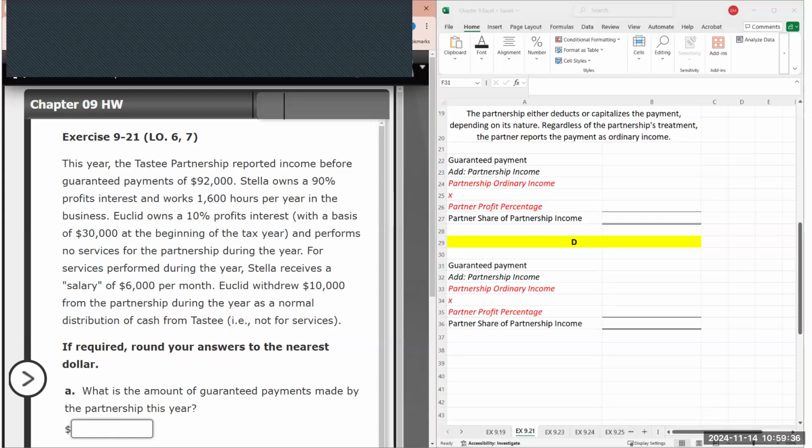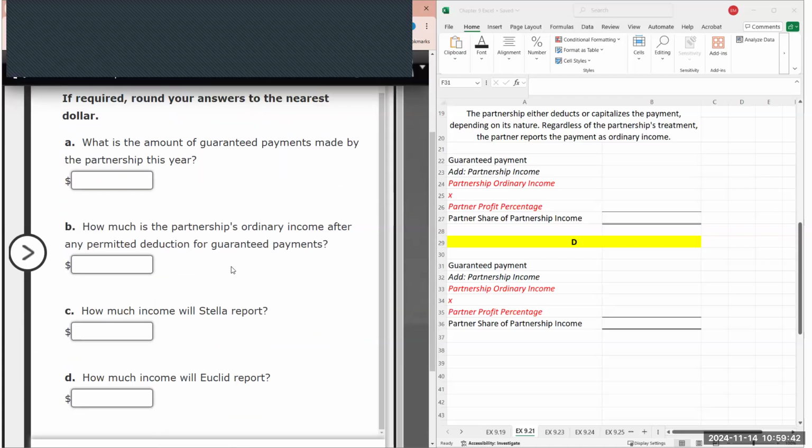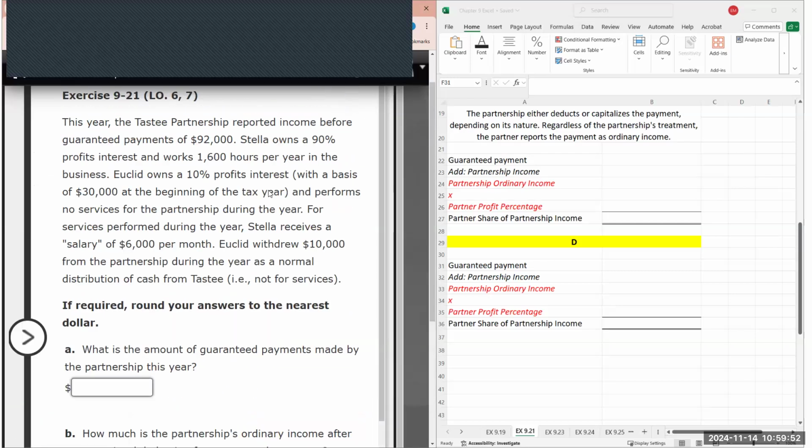And here it states, A, what is the amount of the guaranteed payments made by the partnership this year? B, how much is the partnership's ordinary income after any deduction for guaranteed payments? C, how much will Stella report? And D, how much income will Euclid report?